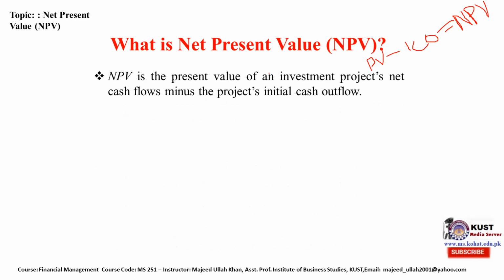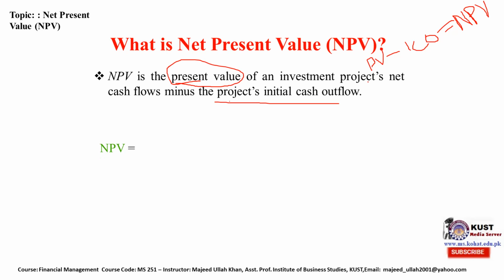So net present value is the present value of an investment project's net cash flows minus project initial cash outlay. Means all future cash flow will be discounted to the present value, and then initial cash outlay will be deducted from it. We will have net present value of the project.